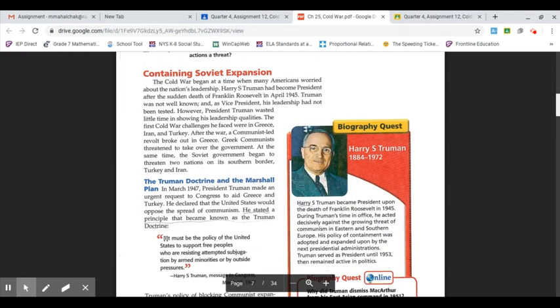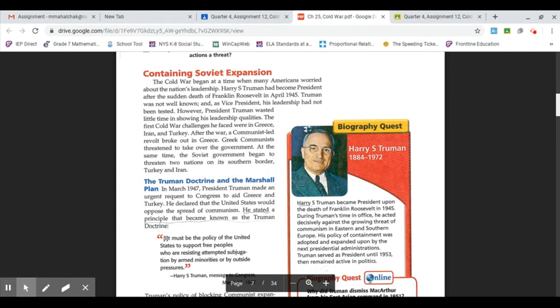Containing Soviet expansion. The Cold War began at a time when many Americans worried about the nation's leadership. Harry S. Truman became president after the sudden death of Franklin Roosevelt in April 1945. Truman was not well known, and as vice president, his leadership had not been tested. However, President Truman wasted little time in showing his leadership qualities.